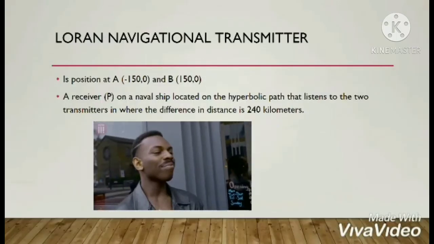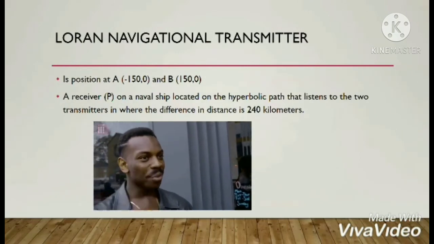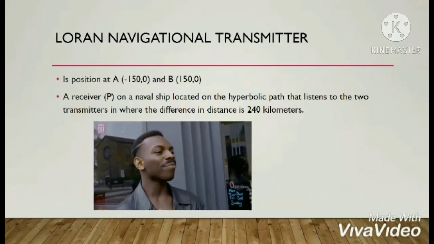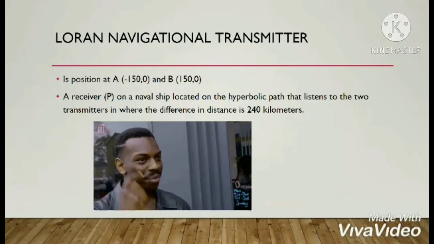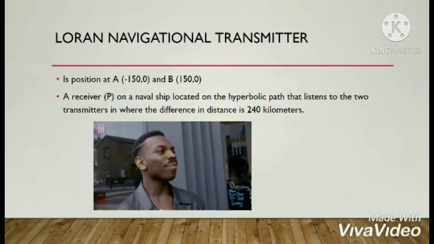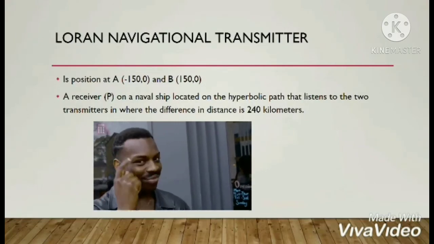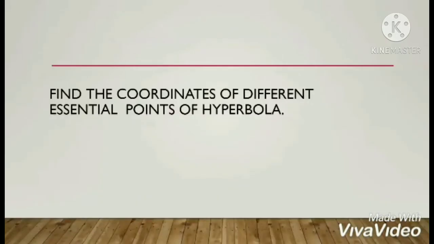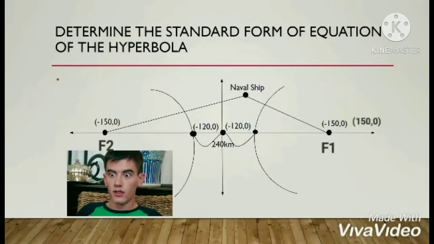A Loran Navigational Transmitter is positioned at A (-150, 0) and B (150, 0). A receiver on a naval ship, located on the hyperbolic path, listens to the two transmitters, where the difference in distance is 240 kilometers. Find the coordinates of the different essential points of the hyperbola. Determine the standard form equation of the hyperbola. We must graph it first.